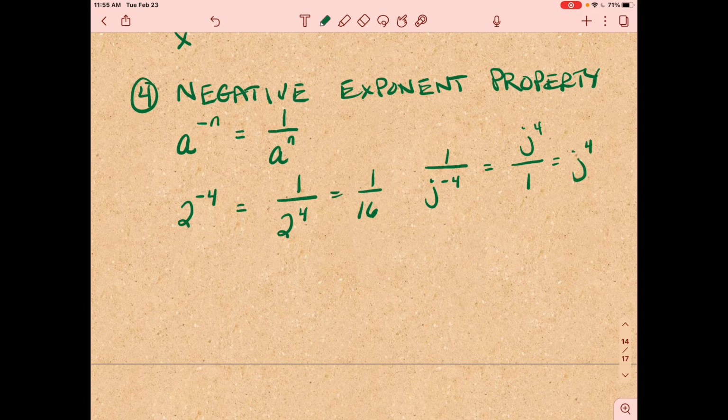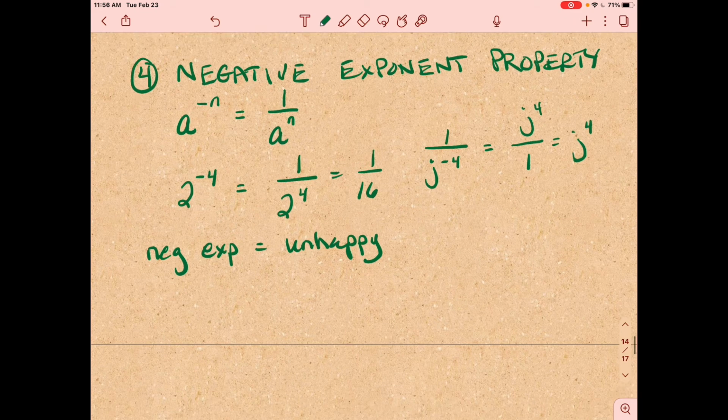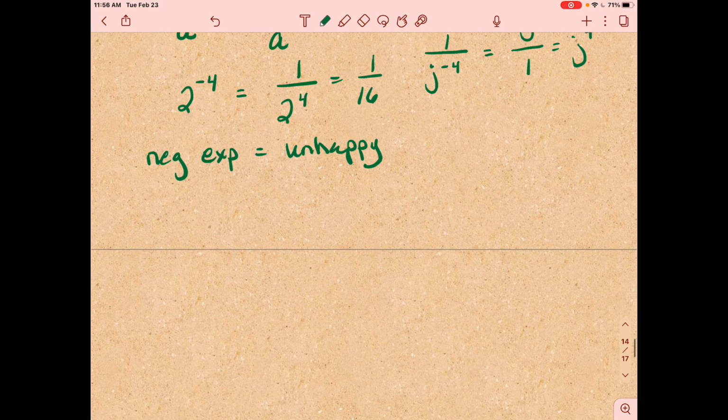The way I like to think about this is a negative exponent is unhappy. It doesn't want to live where it lives. It wants to move upstairs, or it wants to move downstairs. If you make it happy, then it's no longer going to be negative. So let's look at an example.